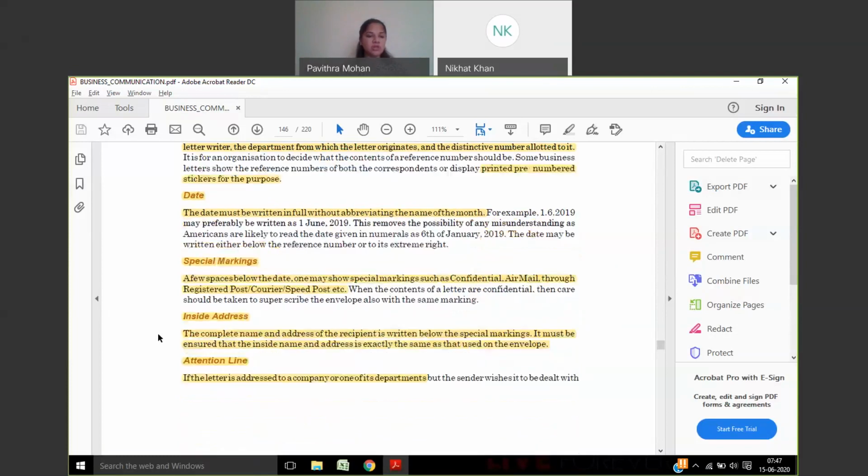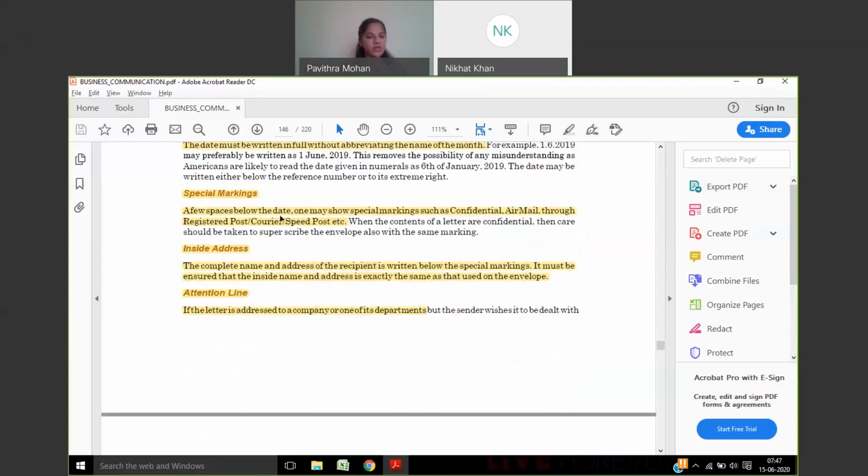Then you have special markings. A few spaces before the date, one may show a special marking such as confidential, airmail, through registered post, courier, or speed post. So what they are saying is, before writing the date, you can write one word. I can write that it is a confidential letter, or I can write that it is sent through speed post, registered post, courier, or airmail. I can write any of these headings at the beginning as well.